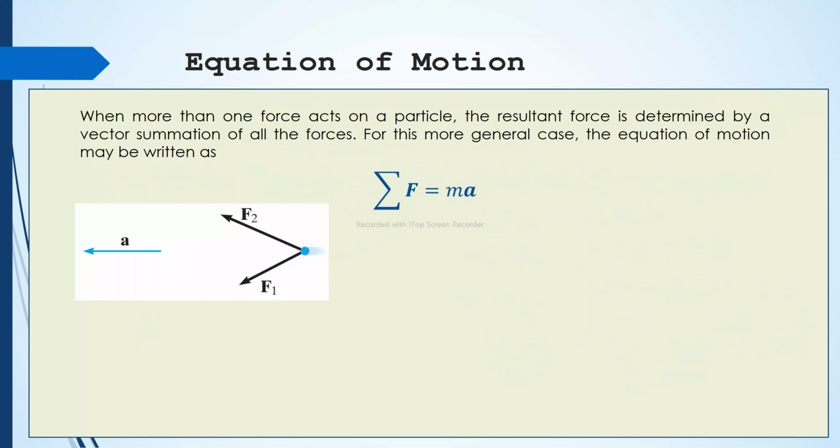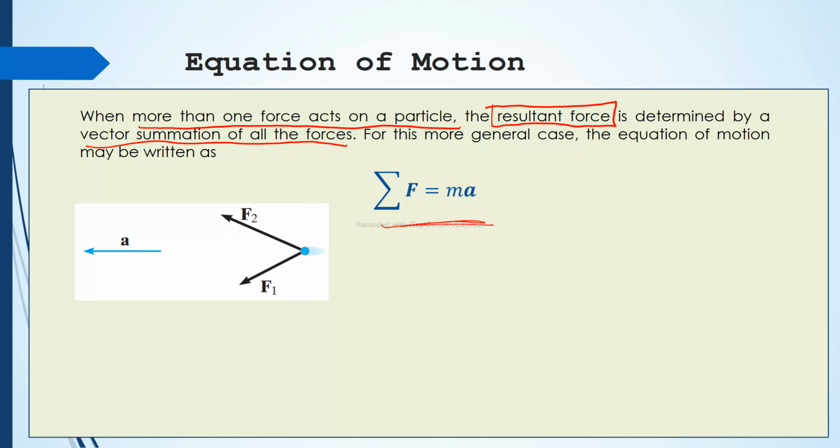When more than one force acts on a particle, whereas in the previous slide we placed only one unbalanced force, now if we have more than one force acting on a particle, what are we going to do next? We'll get the resultant force. The resultant force is determined by a vector summation of all the forces. For this more general case, the equation of motion may be written as the summation of all vector forces equal to mass times the vector acceleration.